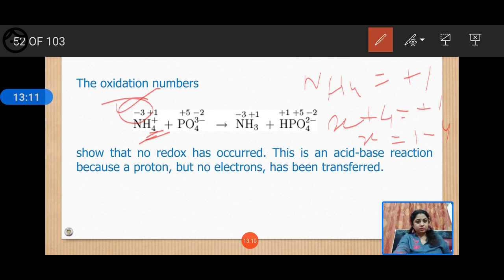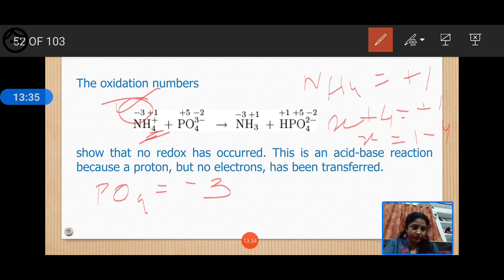Okay children, let's proceed to PO4 3-. For oxygen, you know the oxidation state is -2. Suppose you don't know phosphorus, what will you do? -2 into 4, 4 twos are 8. First you will write P + 8 minus... PO4 is equal to -3. Charge you have to write: if it is a neutral compound, we will write 0, but if it is having charge, we have to write the charge on the other side.